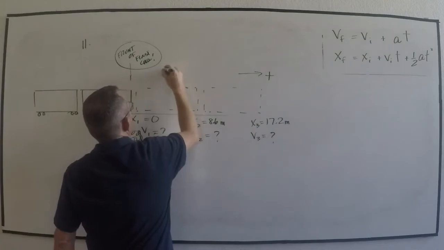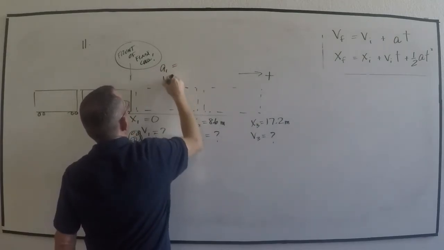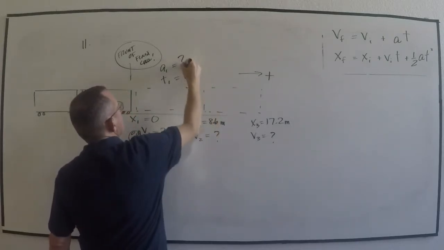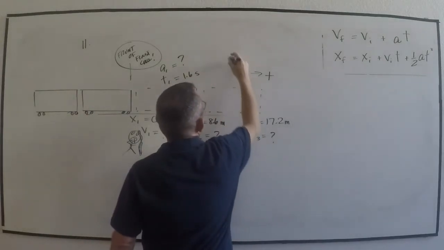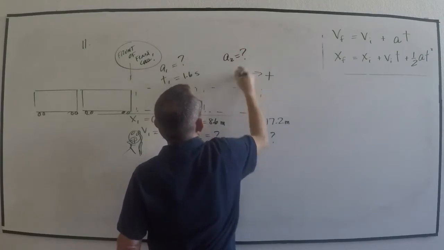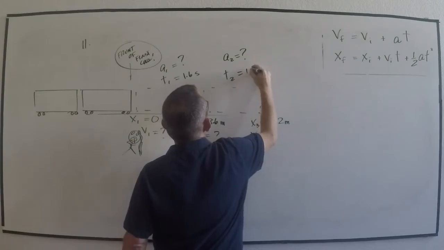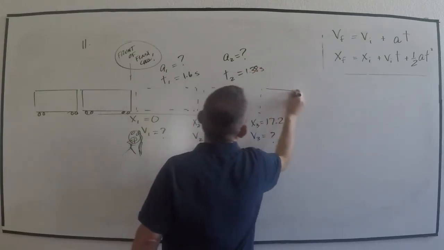What about here? Let's go ahead and put up a1, t1. And what do we know? We know t1 is 1.6 seconds, but we don't know a1. We don't know a2, but we do know t2, and that is 1.38 seconds. I'm just going to do this over here.